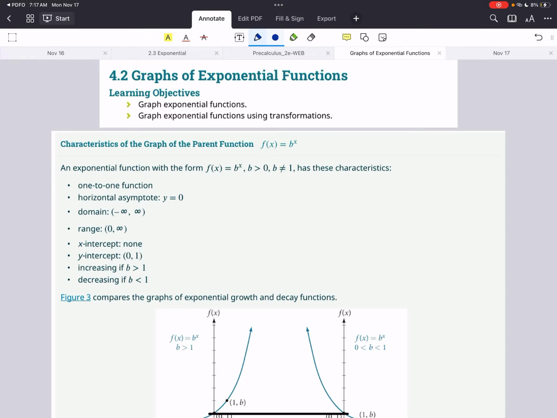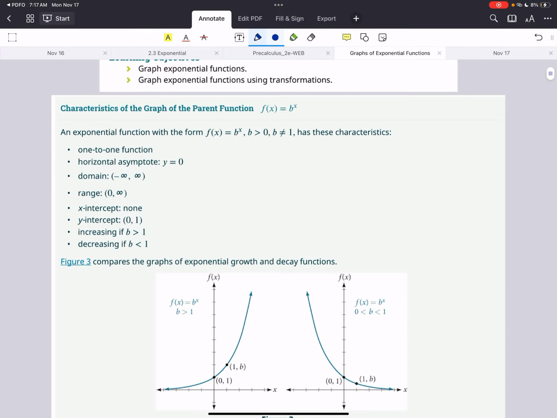Okay, so an exponential function with the following form, where b is greater than 0 and b is not equal to 1, has the following characteristics. It's a one-to-one function. Now, can you remind me what is a one-to-one function? Well, it's a function that doesn't share the same y value, right? So let me give you an example.